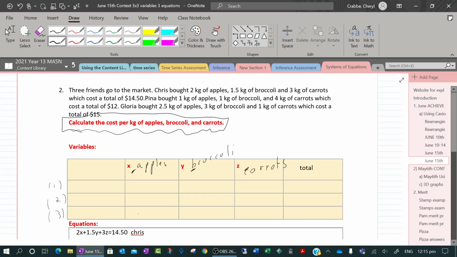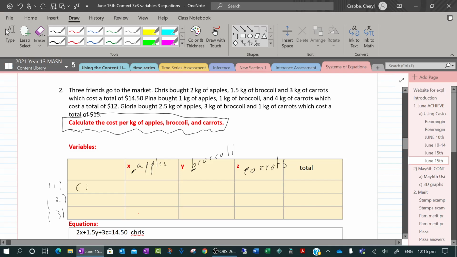So that means that I'm going to have 3 equations. I've got 3 variables, so I've got to have 3 equations. Well, what's going to be my equations? Well, we've got 3 friends go to the market. So the friends, the people, are going to be my equations: Chris, Pina, and Gloria.